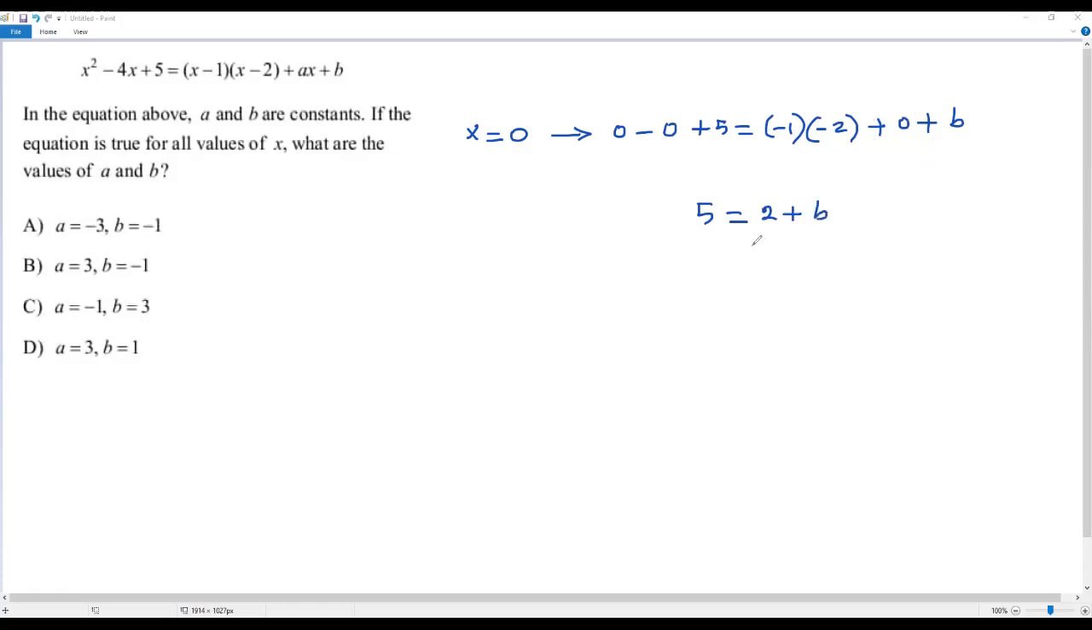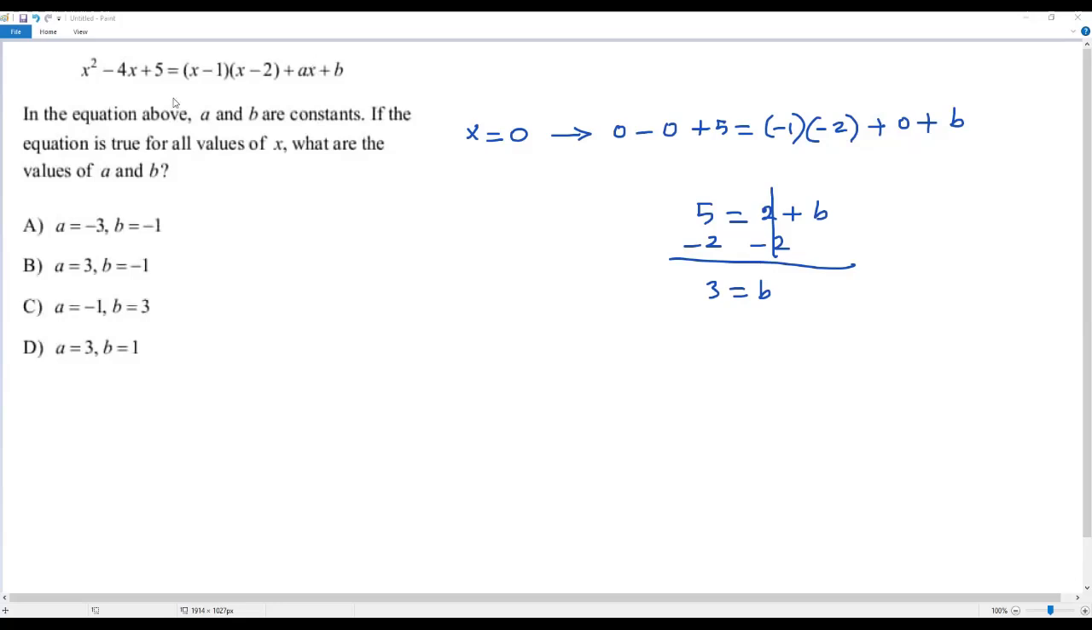Okay, now let's solve for b in this equation. For that, we have to subtract 2 from both sides. On the left side, 5 − 2 is 3, and on the right side, 2 − 2 cancels, so I'm just getting b. Now I got the value of b: b = 3.